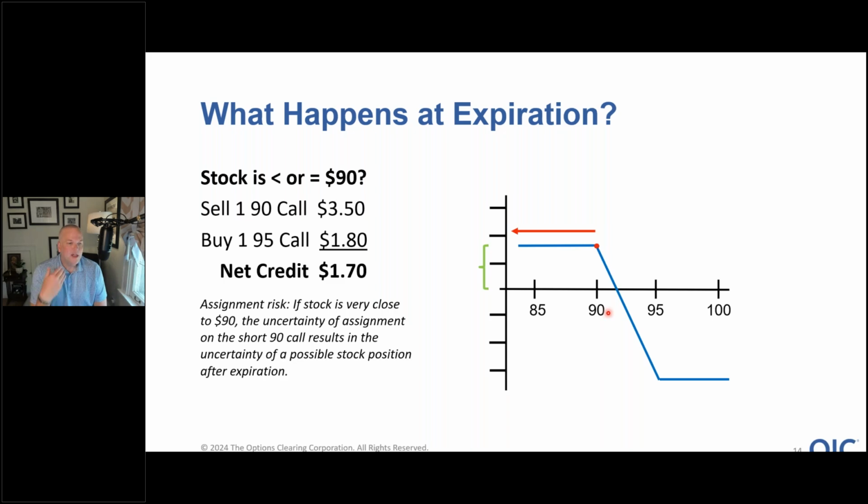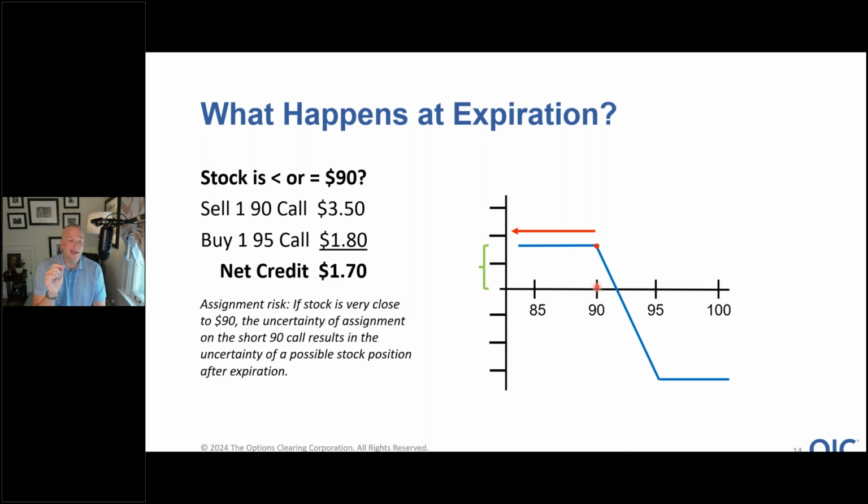If that happens and you are assigned, you will theoretically have a short stock position. The reason why I mention this is because oftentimes when we're right at 90, if you're right at your short strike, you don't necessarily know if your call is going to be assigned. And so that's something you need to pay attention to and understand. Remember, I said at the beginning, when you have a spread position on, you're both short and long optionality. And it matters where the stock is.